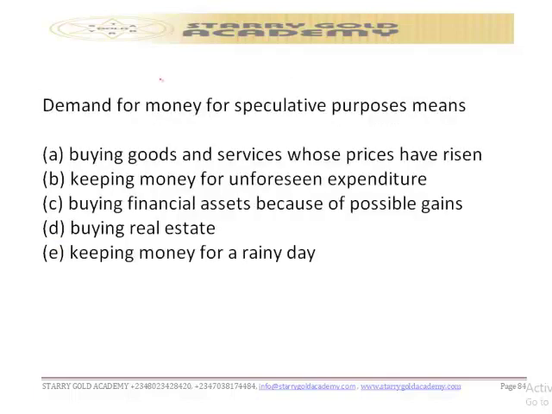Next question. The next question is demand for money for speculative purpose. When we talk about speculative, we find the word future. Demand for money for speculative reasons means dash. Option A, buying goods and services whose prices have risen. Option B, keeping money for unforeseen expenditure, unforeseen contingencies, unplanned events. Option C, buying financial assets because of possible gains. Option D, buying real estate. Option E, keeping money for a rainy day. Demand for money for speculative purposes is about the future, about possible gain in the immediate future. Option C is our best answer.